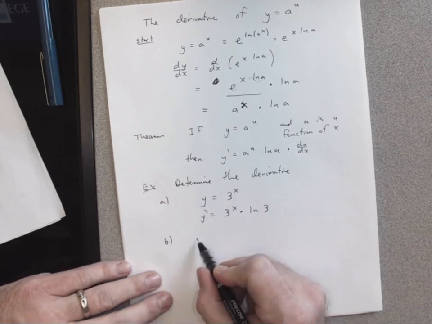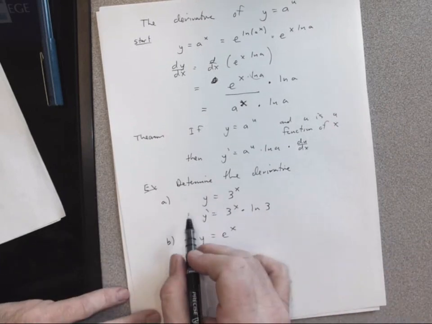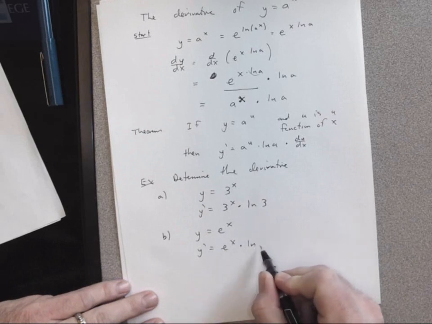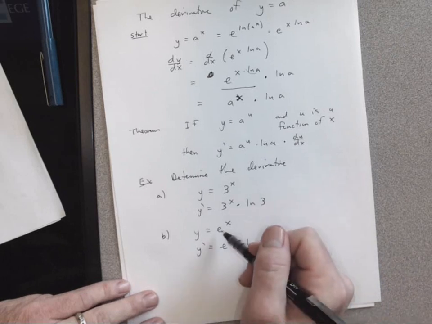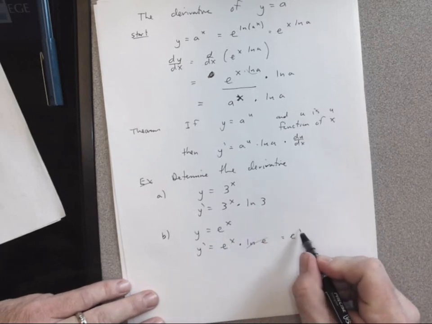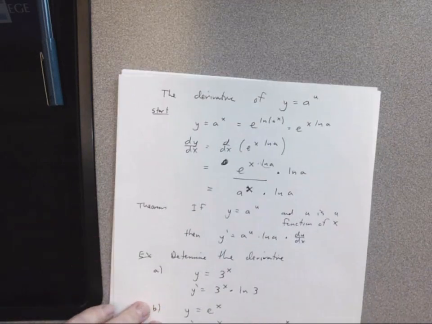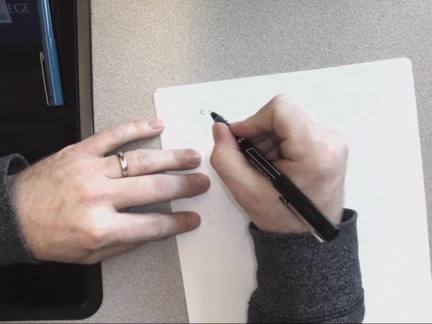So the idea is this also works with e to the x. We already know the derivative of e to the x is equal to e to the x. But if you use this exact same rule, y prime would be equal to e to the x multiplied by the natural log of e. And the natural log of e is just 1. So that's why the derivative of e to the x is e to the x. So this works for any of these bases.